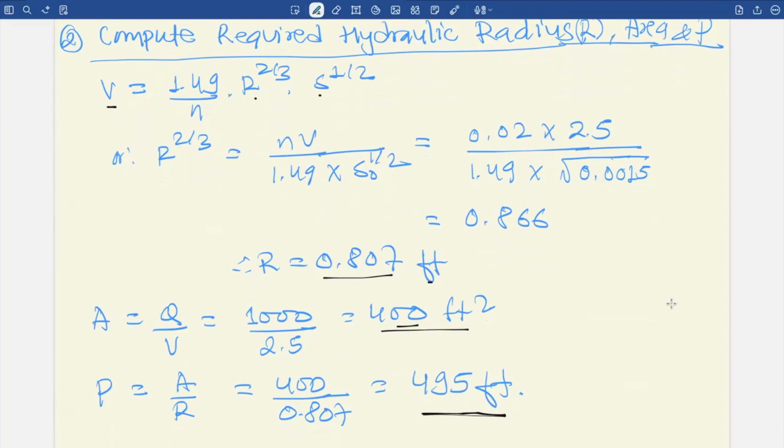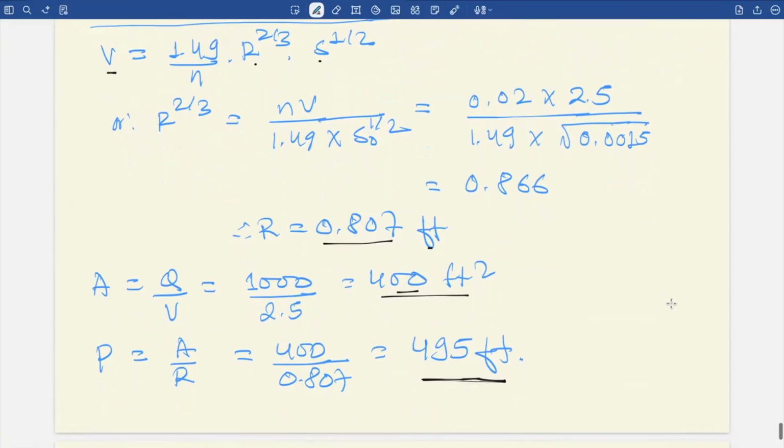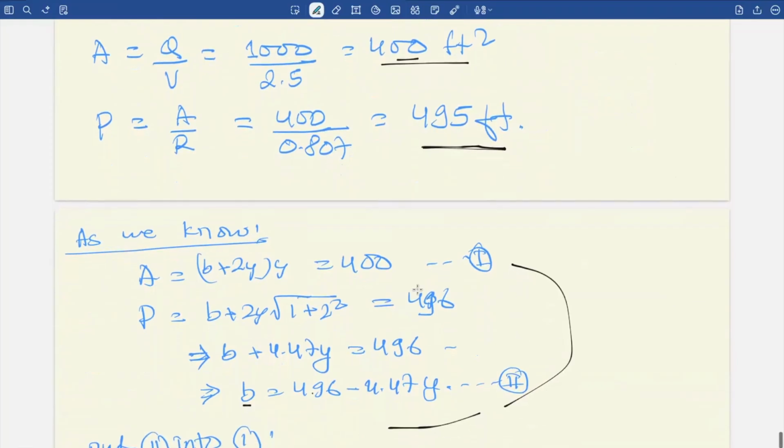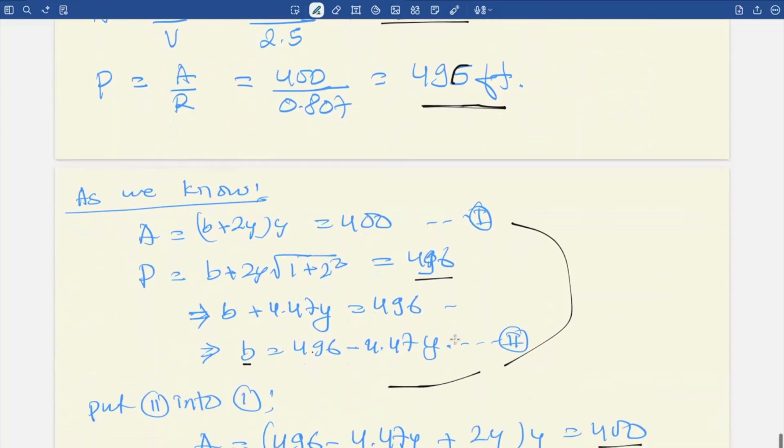And now let us set up the two equations for a trapezoidal channel. We have two geometry equations, one from area and another from wetted perimeter. So our area equation is given as (b plus 2y) times y, whereas wetted perimeter is given as b plus 2y root under 1 plus z square. That is wetted perimeter, and we already know this 495 or 496.